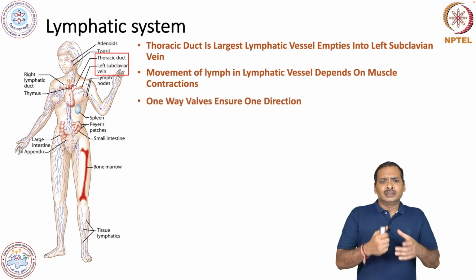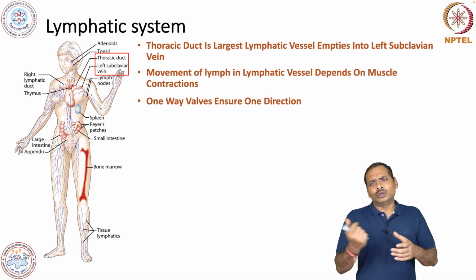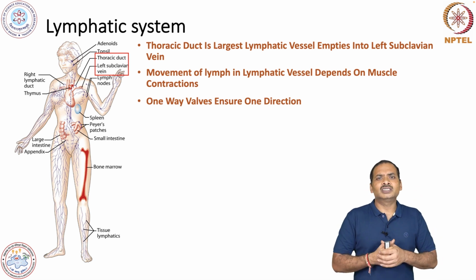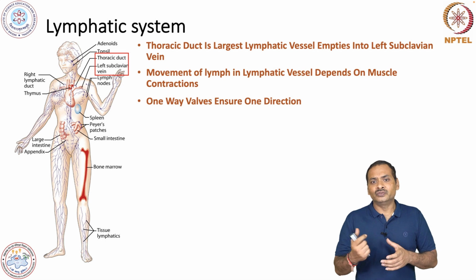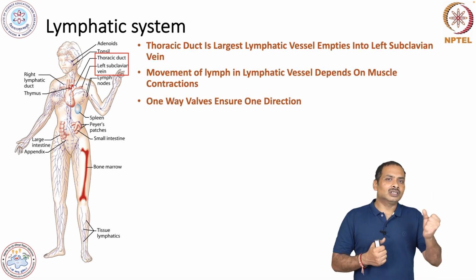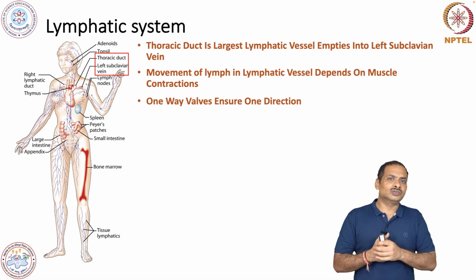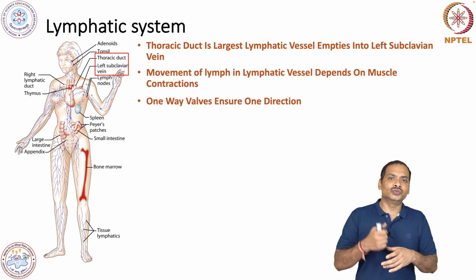Okay, and they also have a wall. In a lymphatic vessel there is a wall, and this is a one-way direction. So with muscle contraction and with the help of this wall, the fluid keeps on moving. Okay.